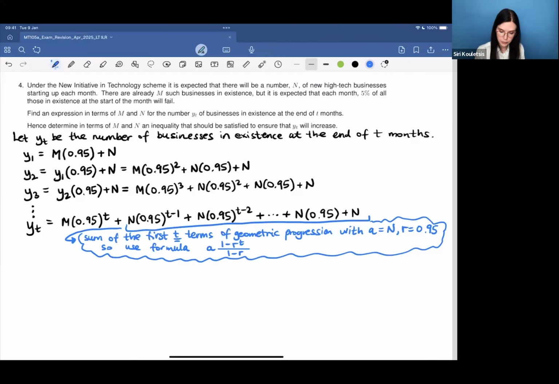Okay, so now we apply that formula in our case. So as we said, this term with a capital M is separate.